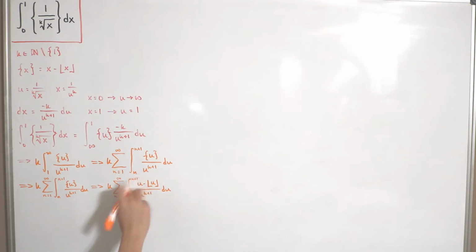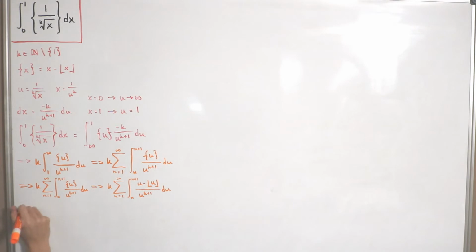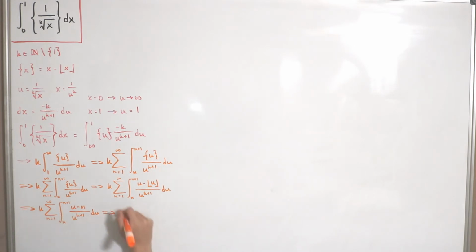And so every time we plug between each of those limits, I can just replace the floor of u with n, since we're adding all the terms of n, as this is an infinite sum. So then right here is k, then we have our infinite sum with bounds from n to n plus 1 of u minus n, divided by u to the power k plus 1 du. Okay, and so I can break this fraction up since they share the same denominator. So we're splitting this up into two integrals.